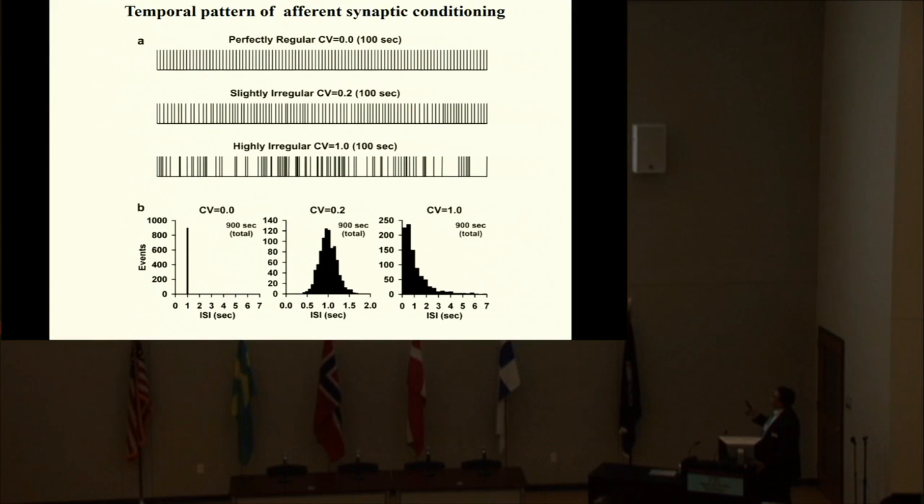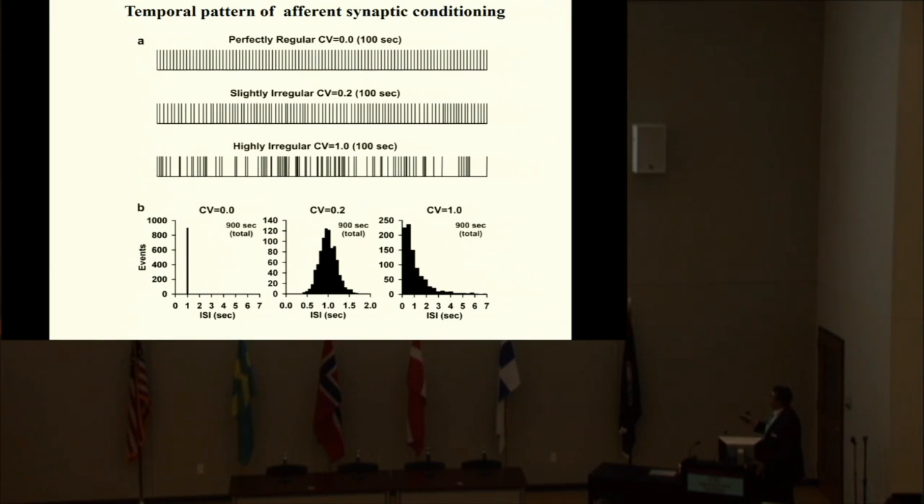So here's the experiment. We take a train of action potentials, we stimulate with these at the input, and then we morph the distribution from perfectly regular to slightly irregular to highly irregular, but we keep the frequency the same. So in one set of experiments, it's always 1 hertz, or it's always 10 hertz, or it's always 100 hertz. But we change the variability by changing the coefficient of variation of the interstimulus interval distribution. So we keep the number of pulses the same, we keep the duration the same, we keep the average frequency the same. We only vary the pattern.